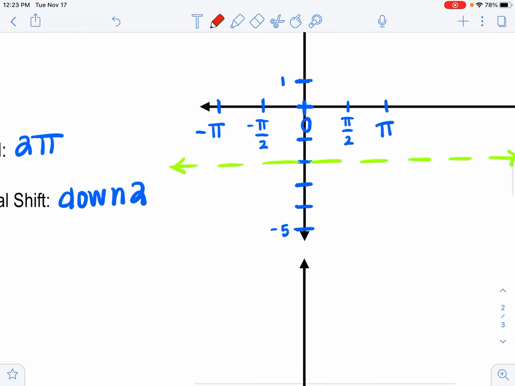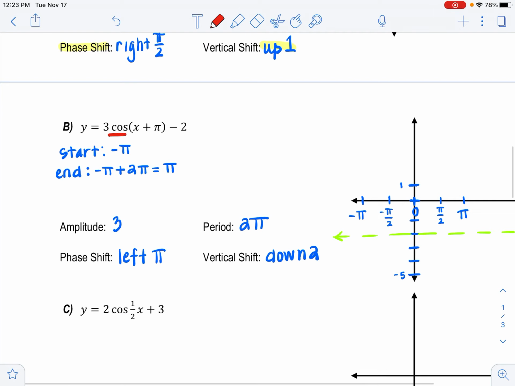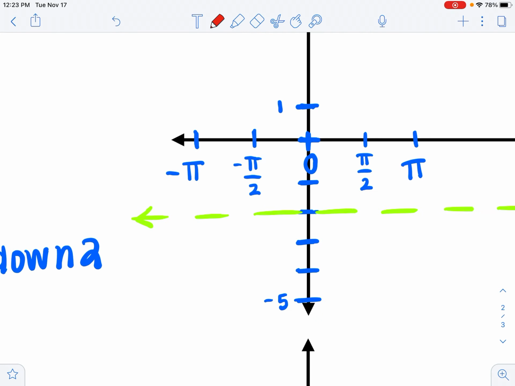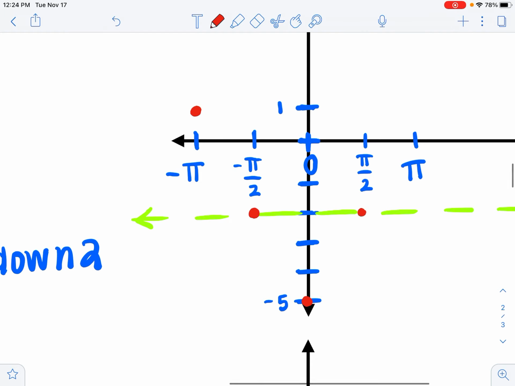Okay, now I'm ready to graph my cosine function. So I make sure it was cosine. It is, okay? And I'm going to go to my first tick mark. For cosine, remember it goes above, on, below, on, above. So at my first tick mark, I'm going above the midline, and I'm going the highest my graph goes, which is 1. At my next tick mark, which is negative pi over 2, I'm on the midline. At my next tick mark, which is 0, I'm the lowest my graph goes. At my next tick mark, which is pi over 2, I'm on the midline. And then at my last tick mark, I'm the highest the graph goes.